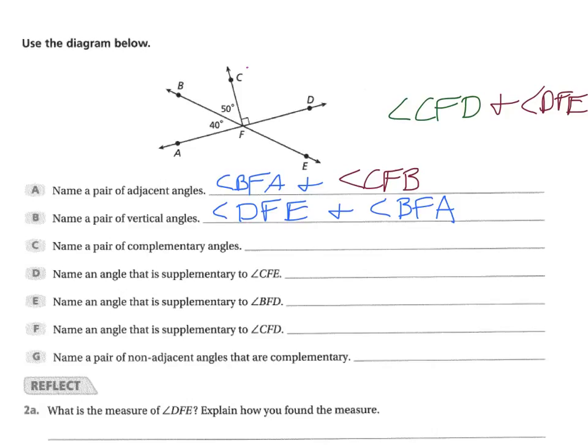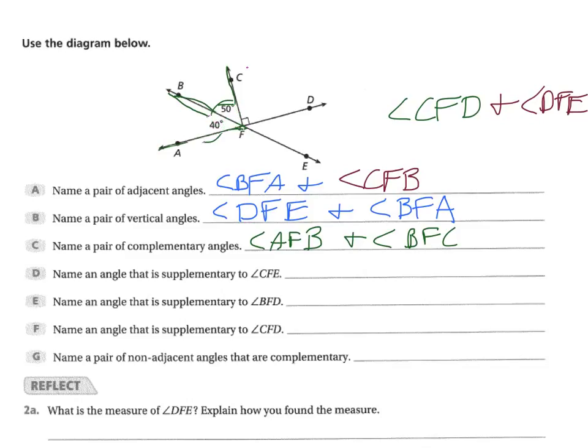Okay, right here we definitely have a 50-degree angle and a 40-degree angle. Those two add up to 90 degrees. So we're talking about angle AFB and angle BFC. Those are complementary angles. They add up to 90 degrees. Name an angle that is supplementary to CFE.